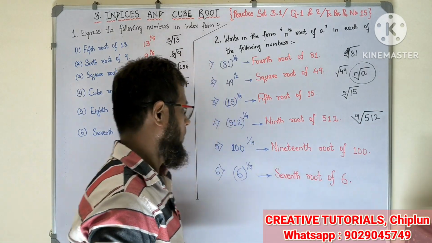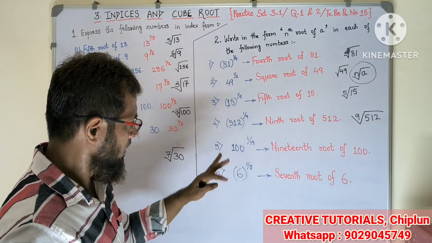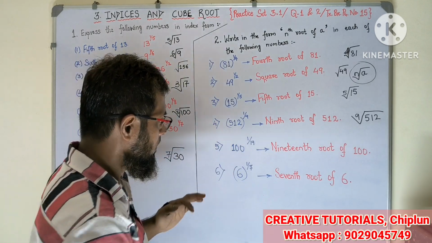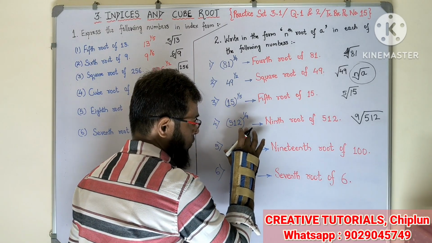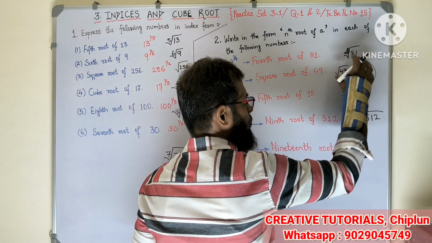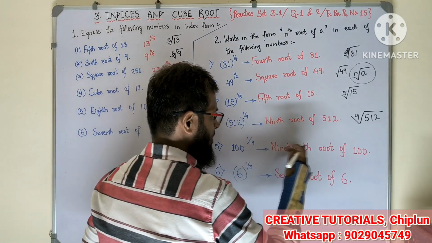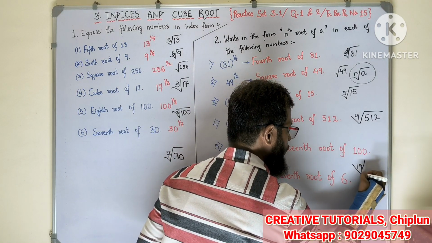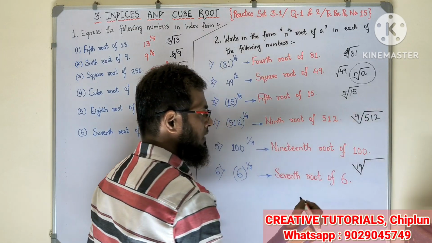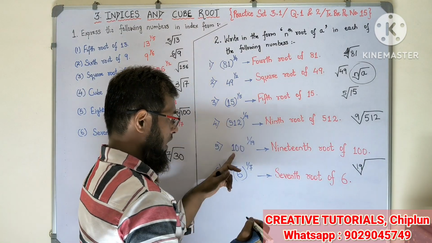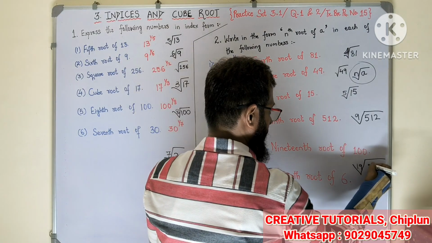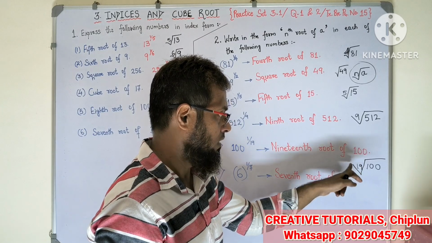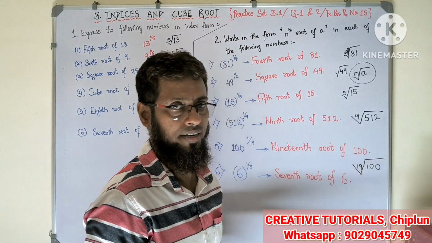Clear? Then the next question is 100 raised to 1 upon 19. So here also if I want to write this in this form, nth root of a, how will this come? 19 will come in the pocket of the root, and under the radical sign, our radicand 100 will come. So this becomes 19th root of 100.